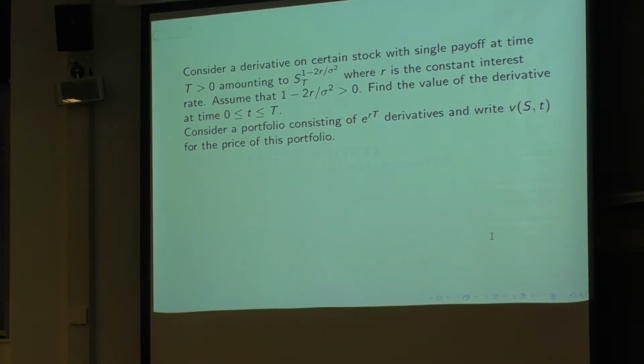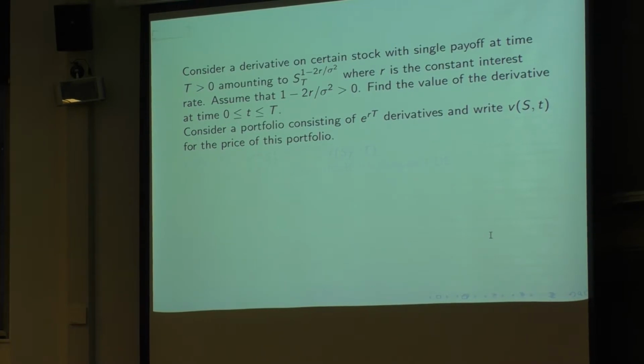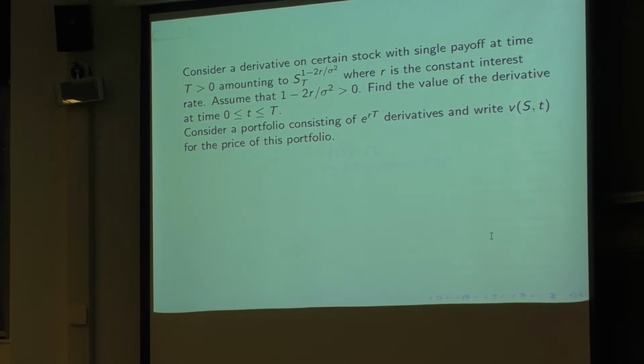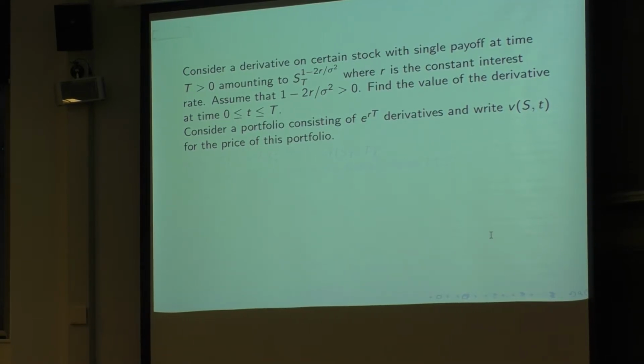So now let's dream of a derivative. This derivative has a payoff which is a function of the underlying asset price, which we're calling S, and it gives you a single payoff at time capital T greater than 0. And how big is your payoff? Well, it's some power of the underlying asset price you observe at expiration, some power of S_T, and which power it is: 1 minus 2 times the interest rate, so we're assuming that all interest rates are the same and equal to r, divided by sigma squared. So sigma was the volatility of the underlying asset price. It's what we observe.